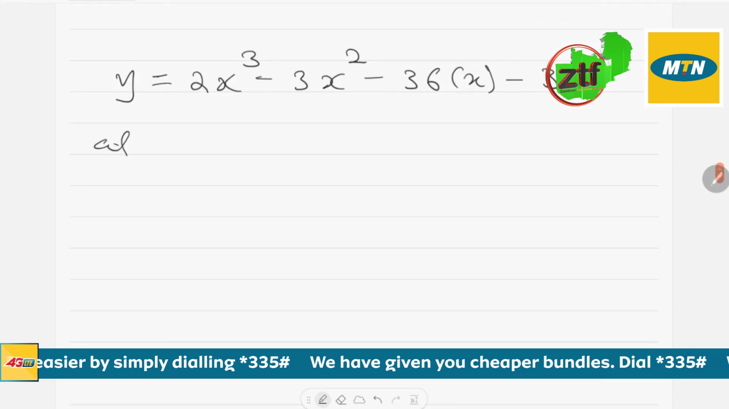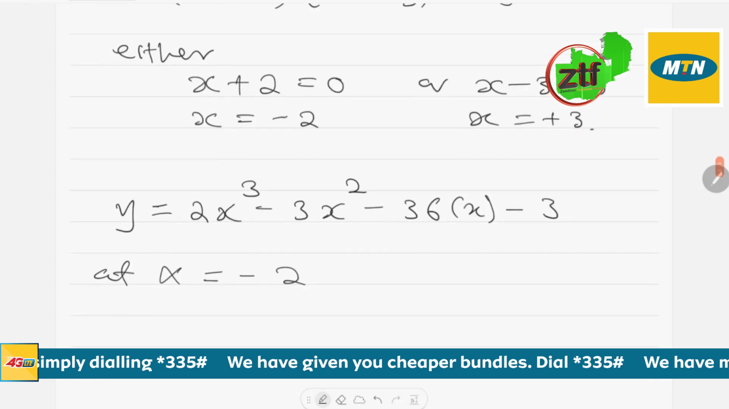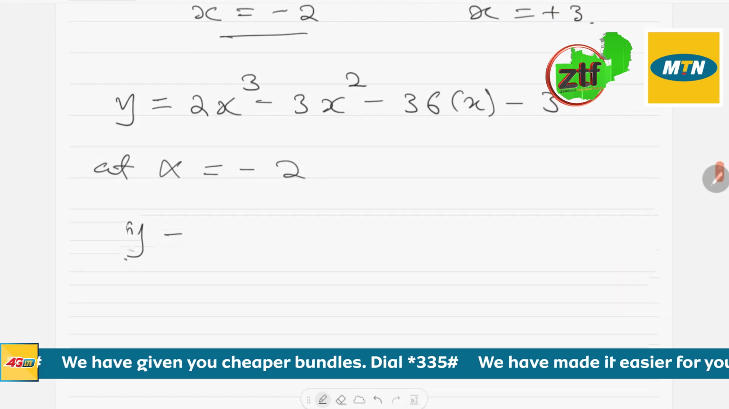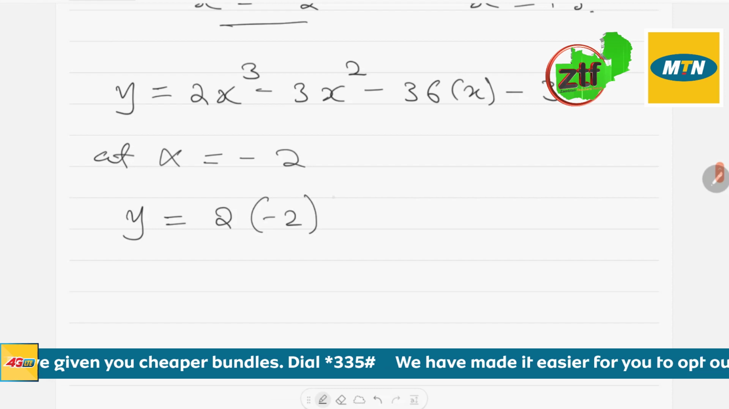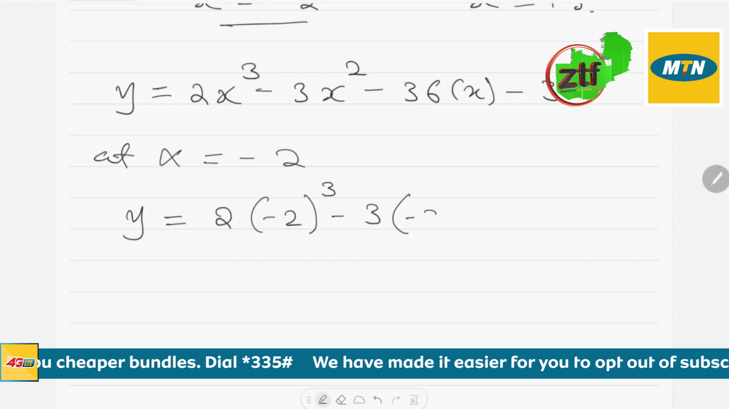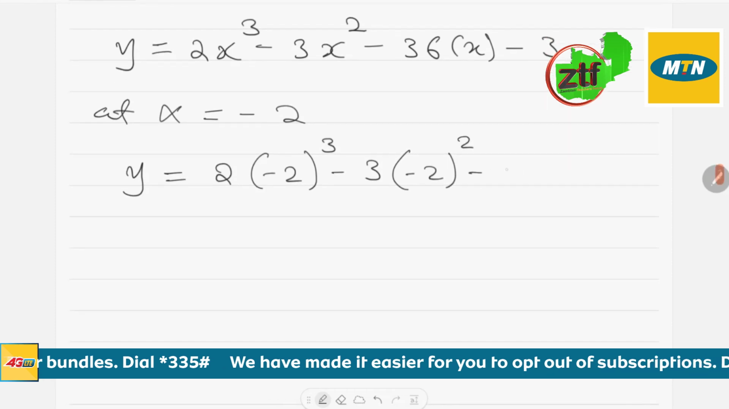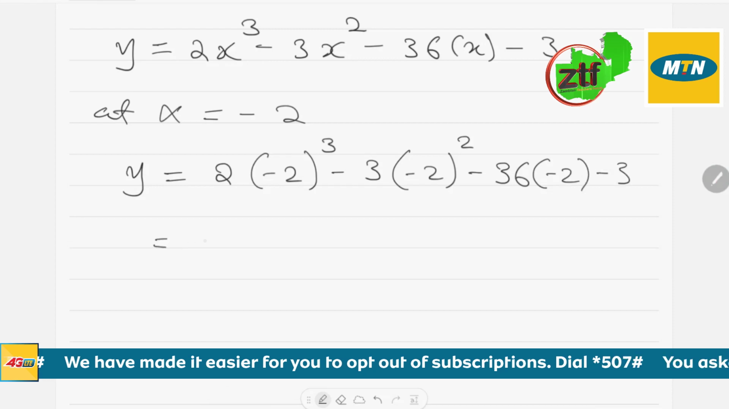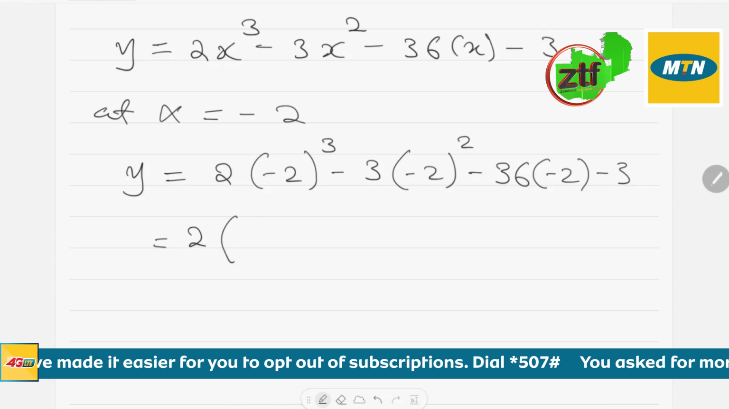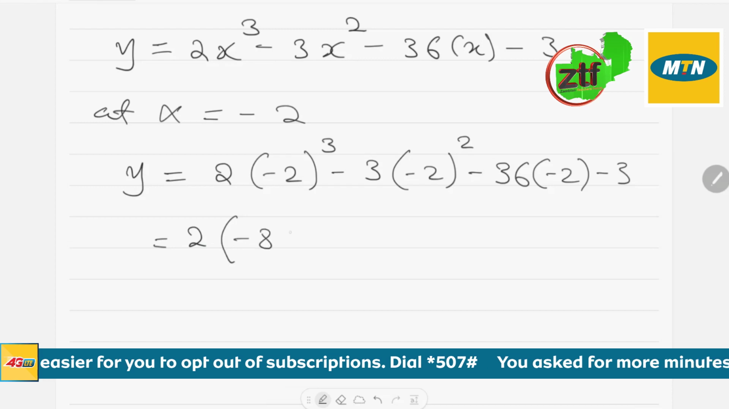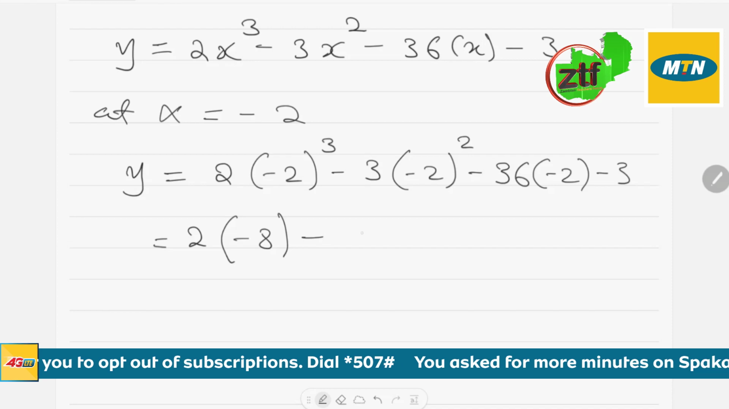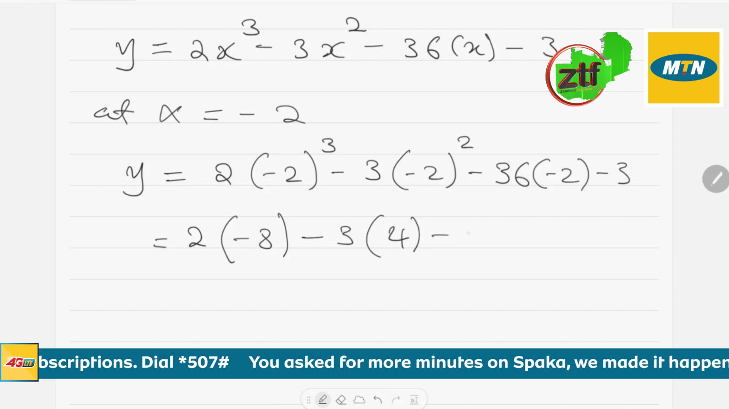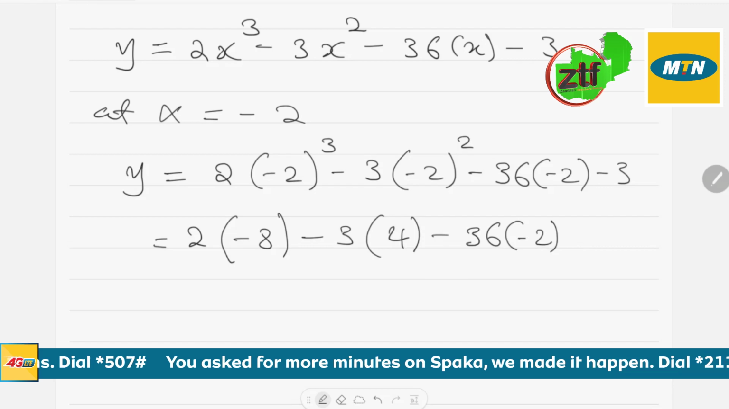So at the point x is equal to negative 2, which is this value, we are going to have the value of y equal to 2(-2)^3 - 3(-2)^2 - 36(-2) - 3, like that. So this will give us 2, then negative 2 raised to the power 3, you get minus 8. Then minus 3, negative 2 raised to the power 2, you get positive 4, minus 36 times minus 2, minus 3.